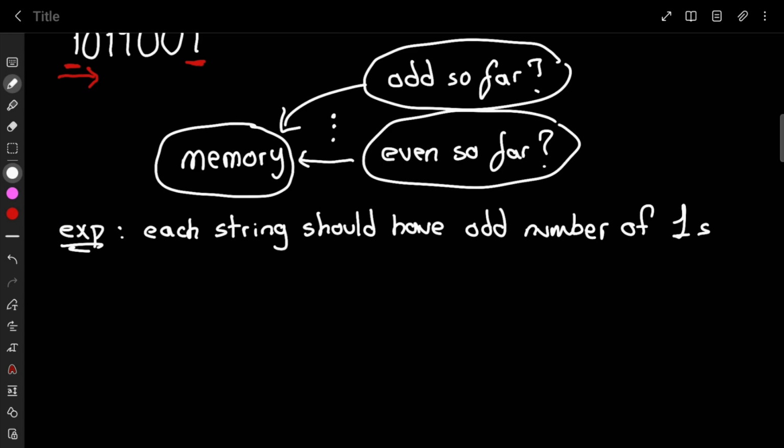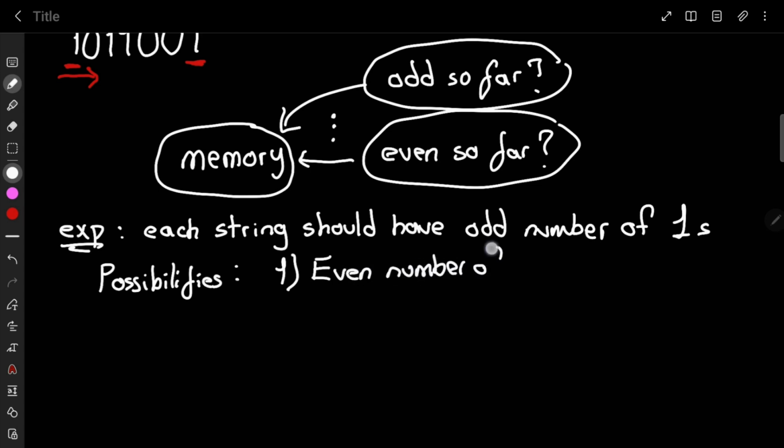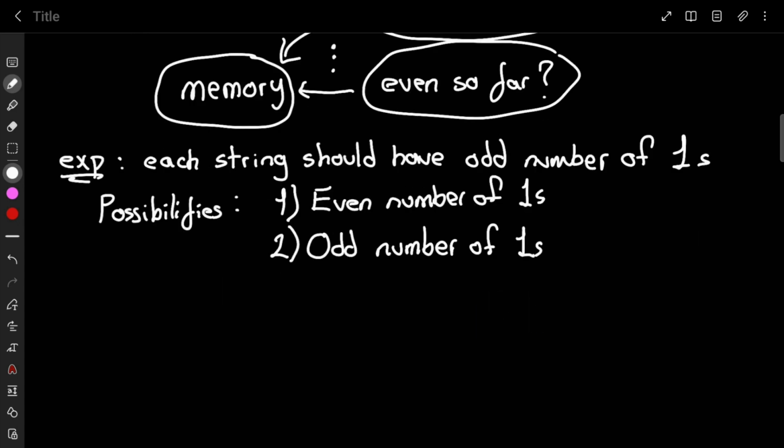The first thing to ask is, what are the possible states for our example? The first possibility is an even number of ones. And the second possibility is an odd number of ones. One state can be used to indicate that the number of ones so far is even. Then another state can be used to show the number of ones is odd.